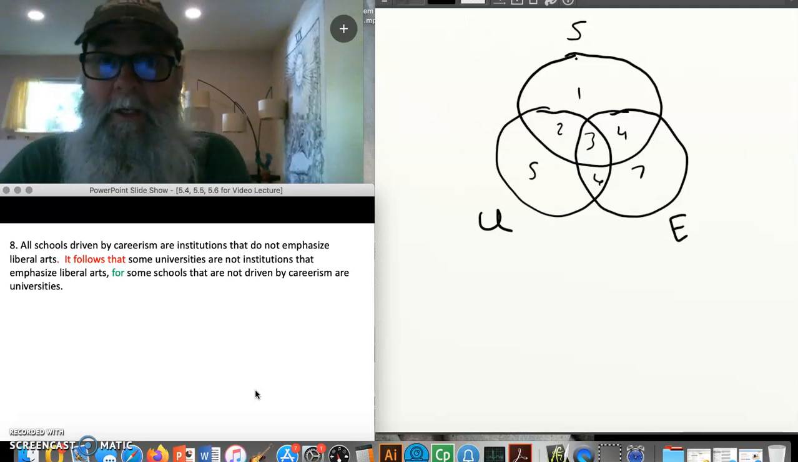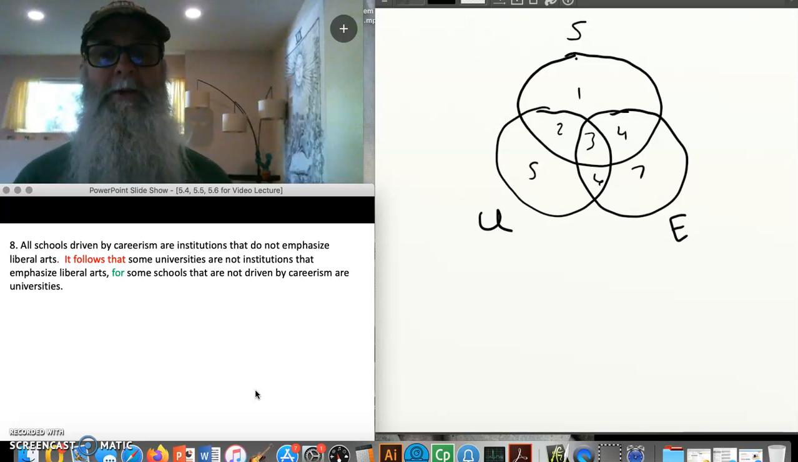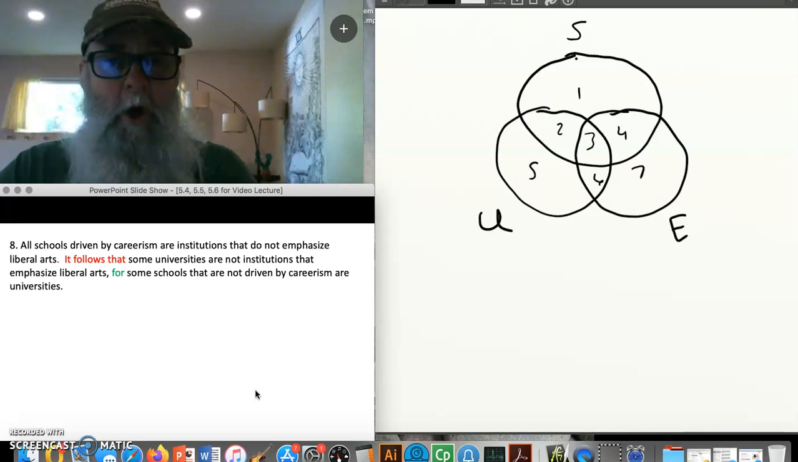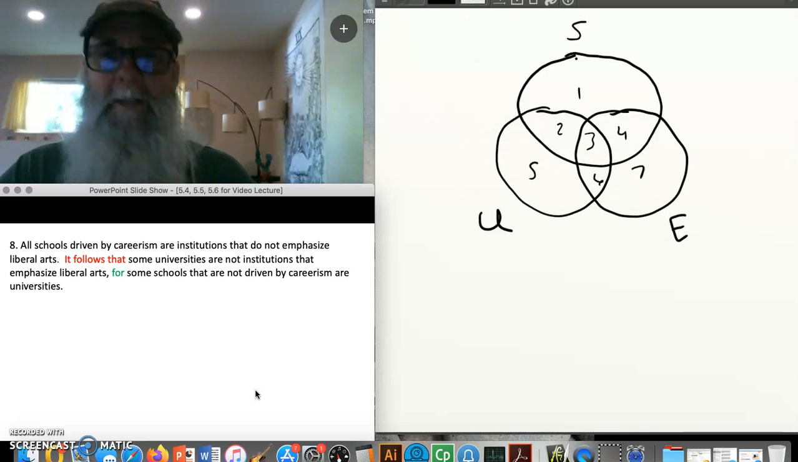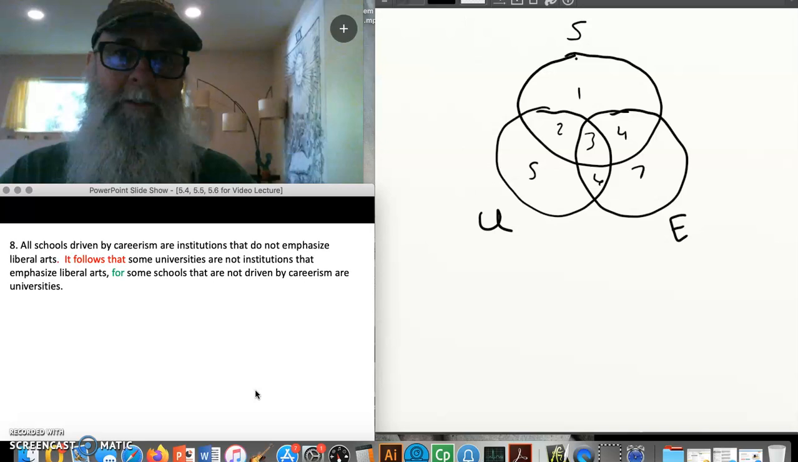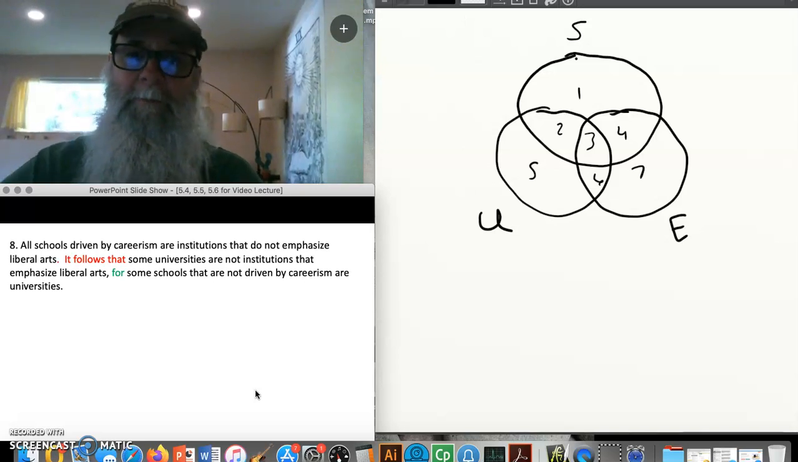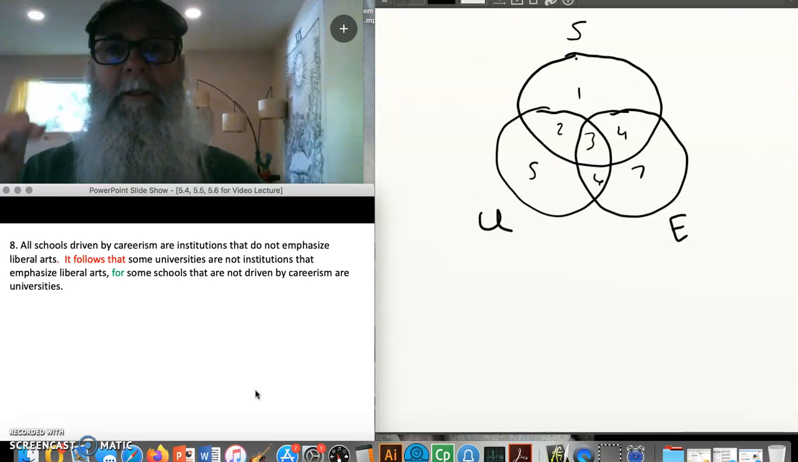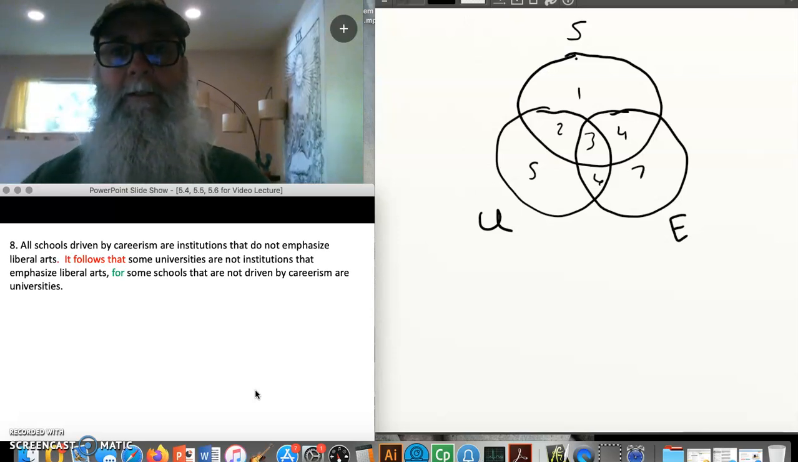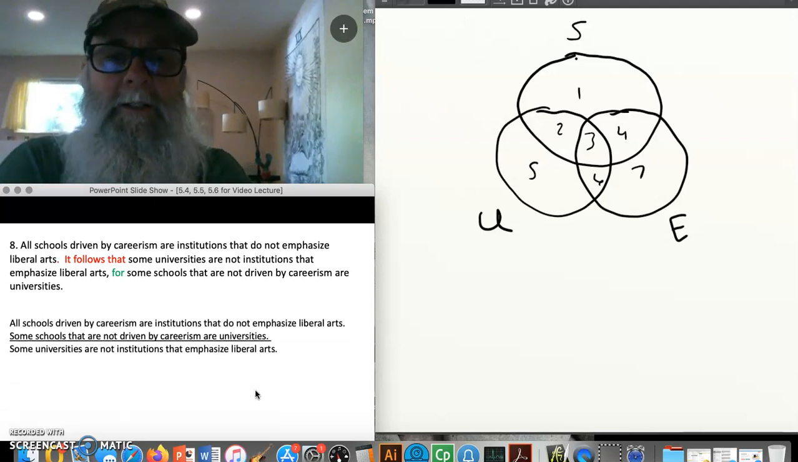Similarly, the word for is a premise indicator. So I know that the other sentence, all schools driven by careerism are institutions that do not emphasize liberal arts, has got to also be a premise, because remember, these categorical syllogisms have two premises and one conclusion. So now that I know what the conclusion is, I want to put this argument together into three separate sentences with the two premises appearing first and the concluding sentence appearing last.